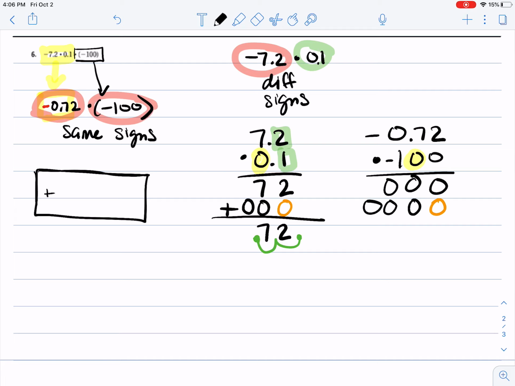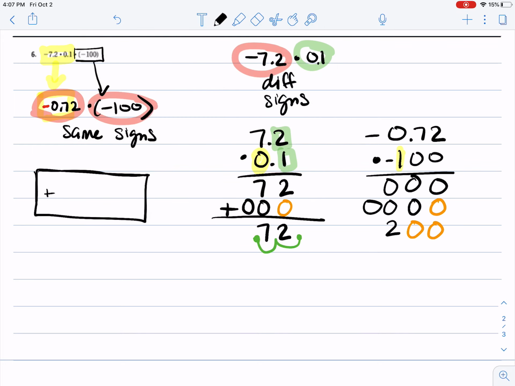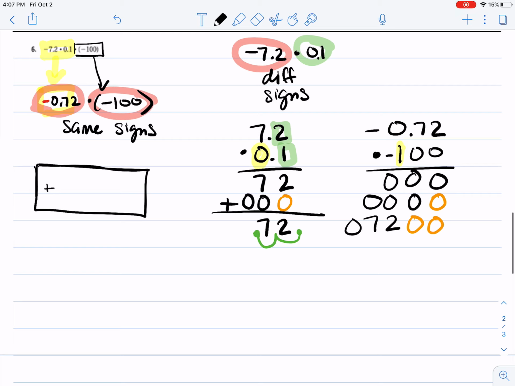Okay. And then because this 1 right here is in the hundreds place, we need to make sure that we add zeros down here to show that that 1 is in the hundreds place. 1 times 2 is 2. 1 times 7 is 7. And 1 times 0 is 0. Now we're ready to add everything up. 0, 0, 2, 7. And 0 times 0, 0.